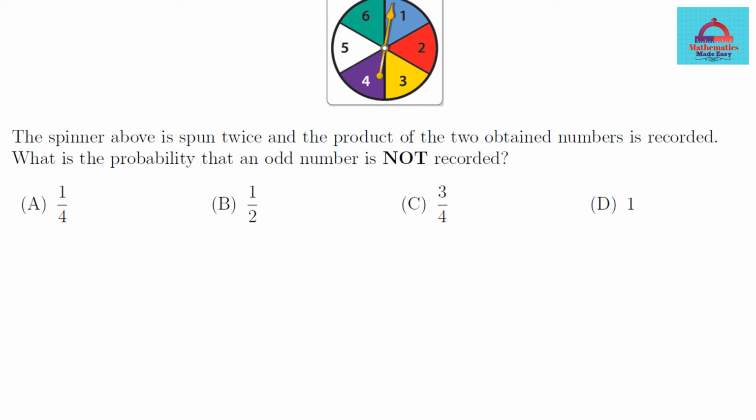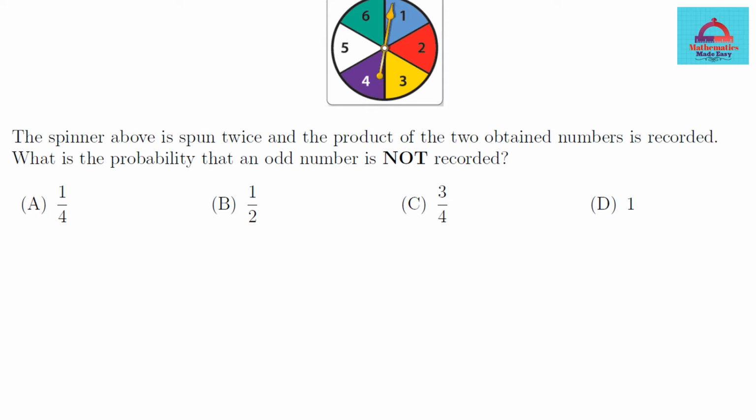In this question, as you can see, there's a spinner. It's a spinner problem. The spinner above is spun twice and the product of the two numbers obtained is recorded. What is the probability that an odd number is not recorded? So if you see the word not is mentioned, that means you have to apply for this question the concept of complement. So let's see how we are going to be doing this one.